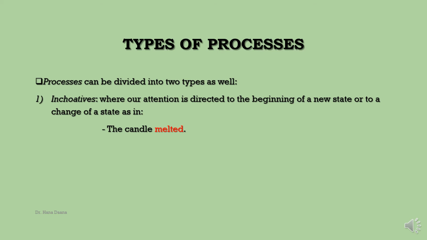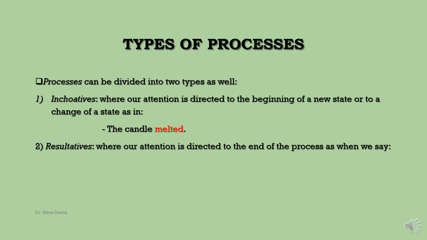The second type of processes is resultatives, where our attention is directed to the end of the process, as in, for example, I painted my room. Paint is also called a resultative verb. Having it in a sentence like this draws our attention to the result of the situation. Such verbs usually require two arguments.